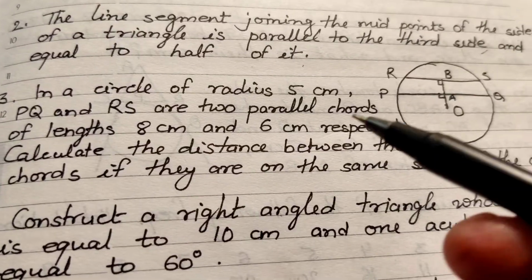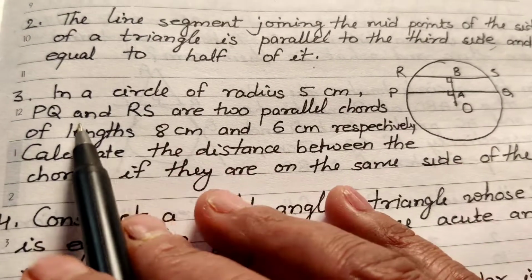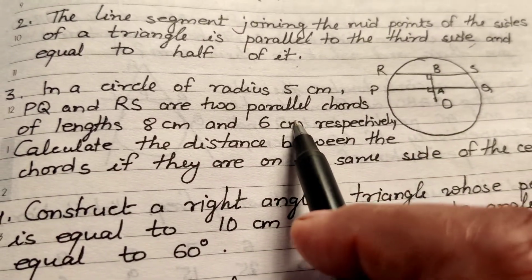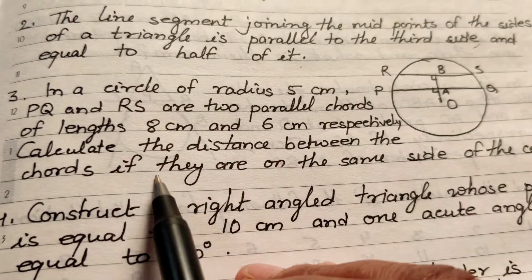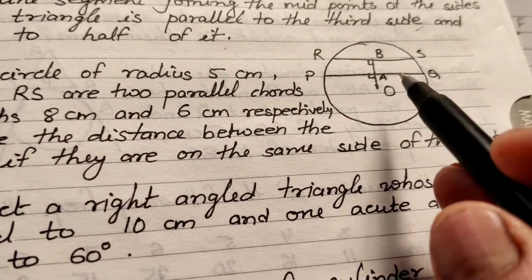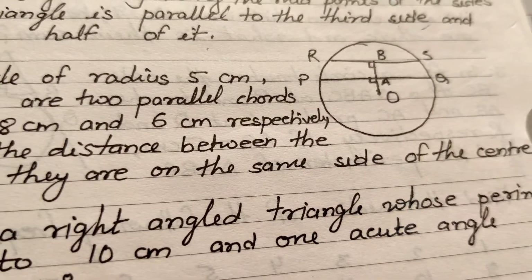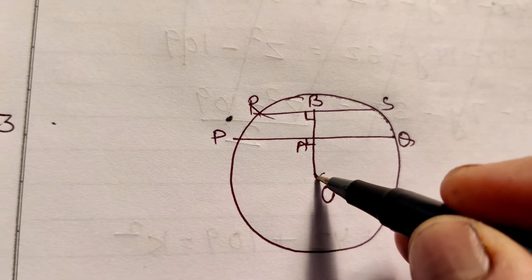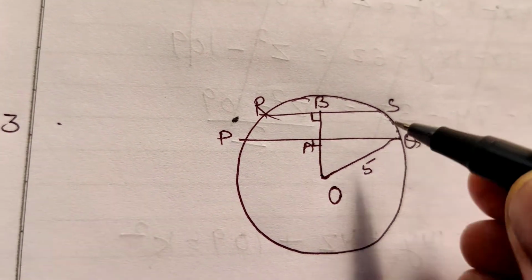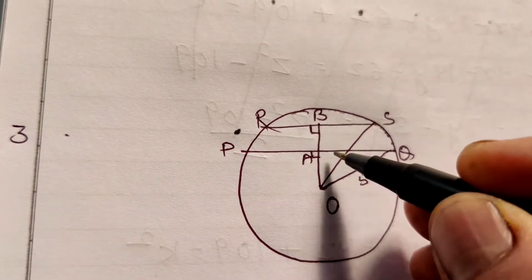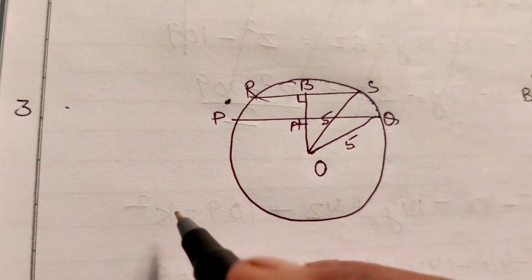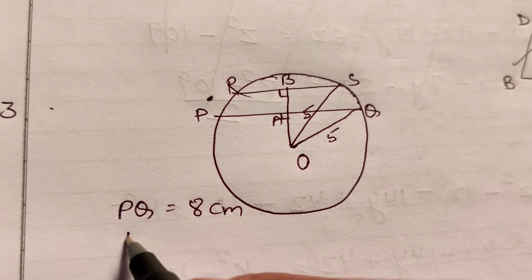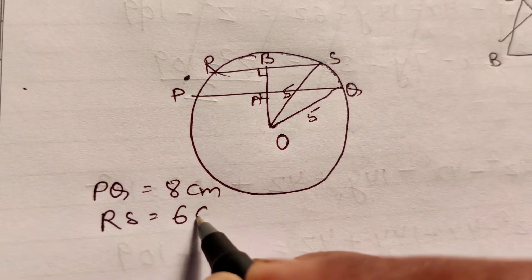Number 3. In a circle of radius 5 cm, PQ and RS are two parallel chords of length 8 cm and 6 cm. Calculate the distance between the chords if they are on the same side of the center. This is the figure. The radius is 5 cm. The chord PQ equal to 8 cm and RS equal to 6 cm.